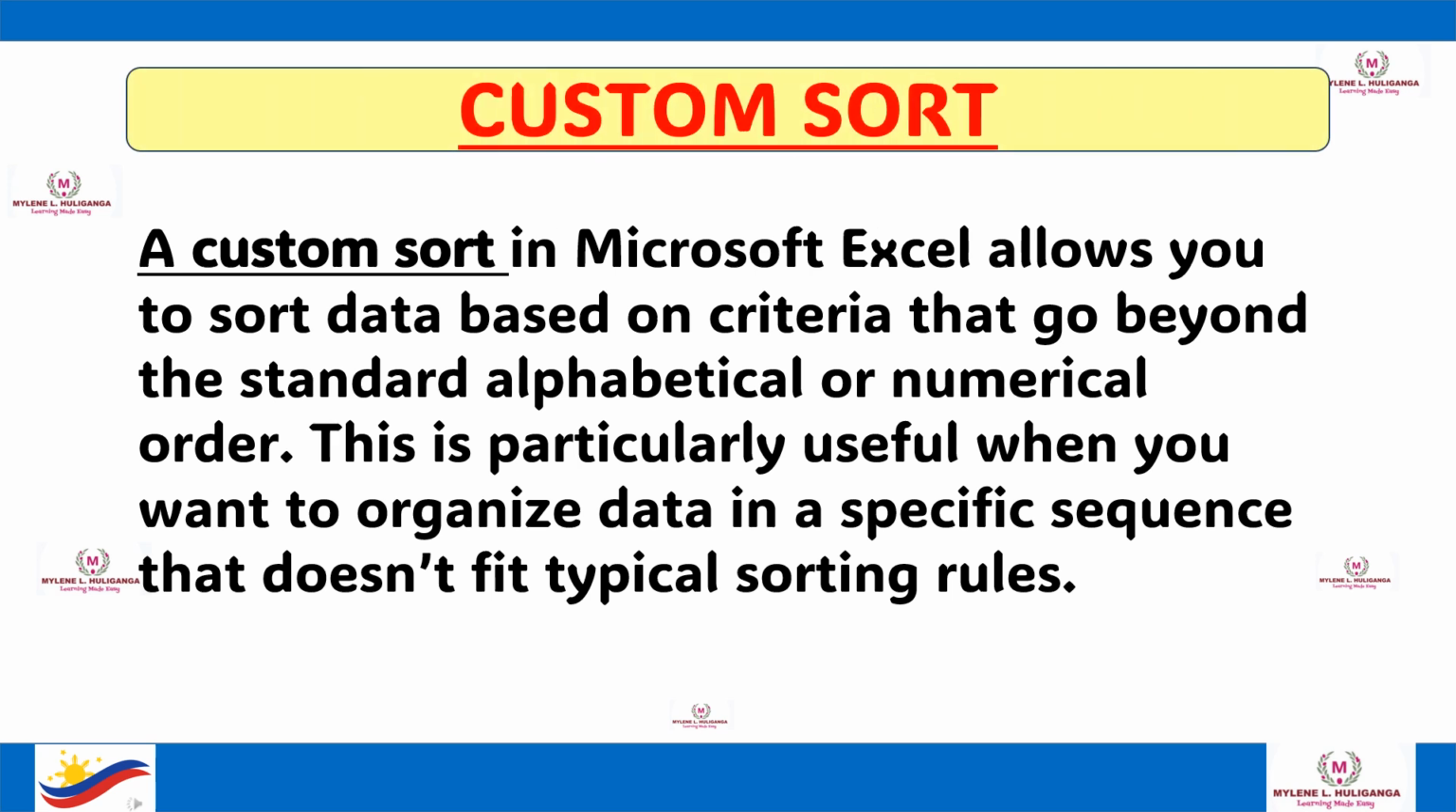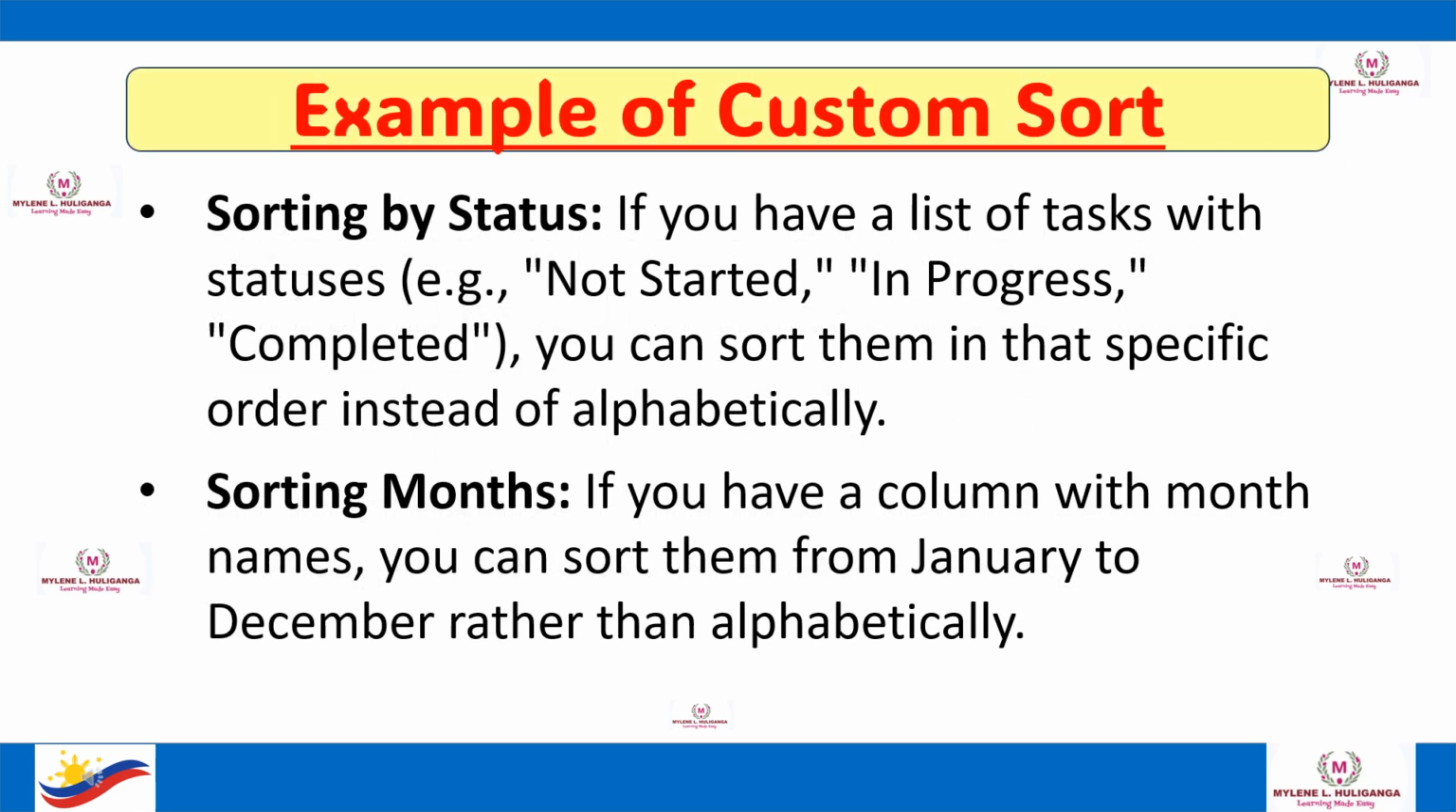A custom sort in Microsoft Excel allows you to sort data based on criteria that go beyond the standard alphabetical or numerical order. This is particularly useful when you want to organize data in a specific sequence that doesn't fit typical sorting rules. Example of custom sort. Sorting by status. If you have a list of tasks with statuses, for example, not started, in progress, completed, you can sort them in that specific order instead of alphabetically.